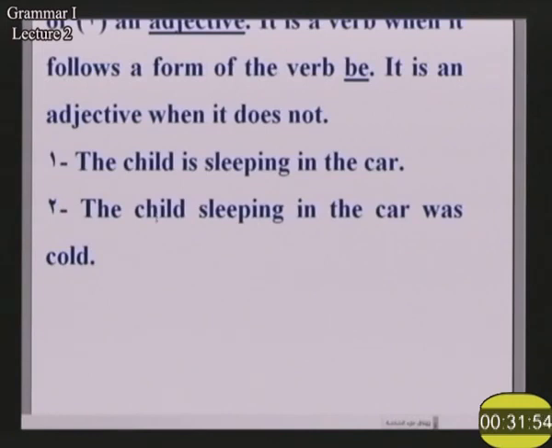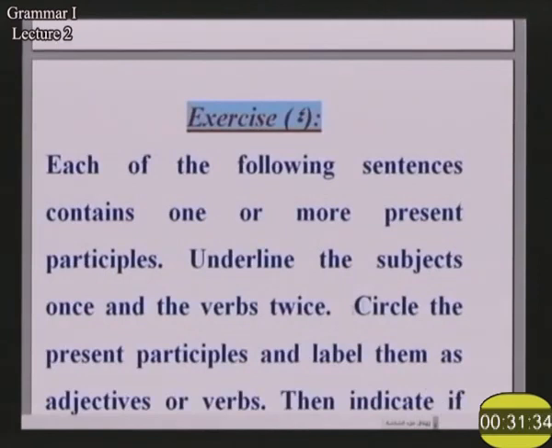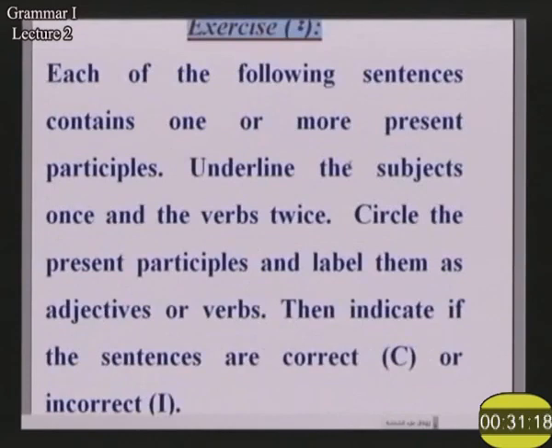تعالوا نبص على exercise 4. Each of the following sentences contains one or more present participles. Underline the subjects once and the verbs twice. Circle the present participles. Here, مش circle, here, put in boxes. زي ما هتلاقوها وهي محلولة بعد المحاضرة. Circle the present participles and label them. Label them أقول. يعني label them as adjectives or verbs. Then indicate if the sentences are correct or incorrect. Type.